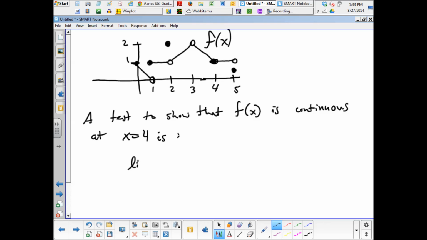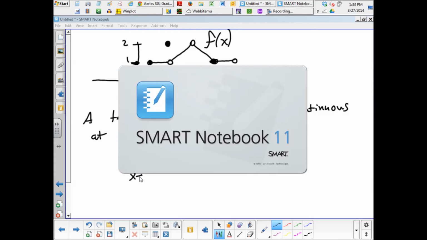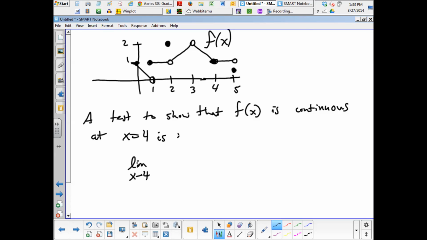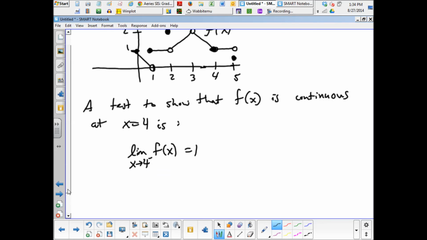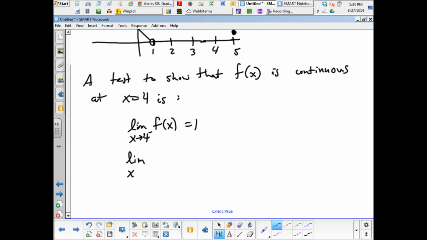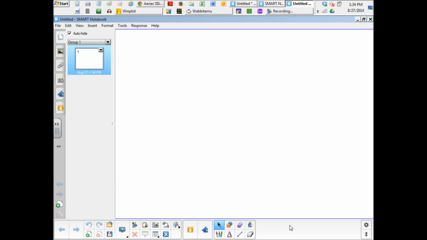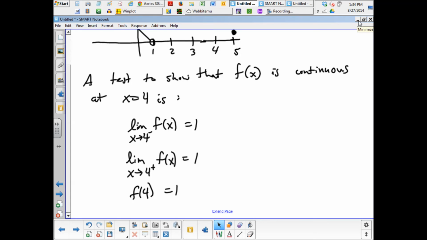So we would say that the limit as you approach 4 from the left is 1. And the limit as you approach 4 from the right is 1. And f of 4 is 1. See? And that's how you show it on the AP test. If you write all 3 of those, you're good to go. And then make a little comment about how these are all the same. So you do want to conclude that you got the same answer each time.